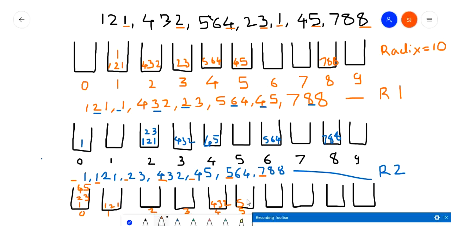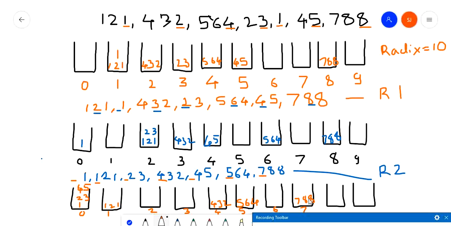Here we will place it. Then lastly the number is 788, so the 100s digit is 7, so we will place the number in the 7th bucket. The remaining buckets are vacant. It is possible that remaining buckets can be vacant. Now if you observe, after this third round, you go from left to right, and you can observe 1, 23, 45, then 121, then 432, then 564, and lastly 788. So these numbers are sorted in increasing or ascending order. You can observe it after round 3.